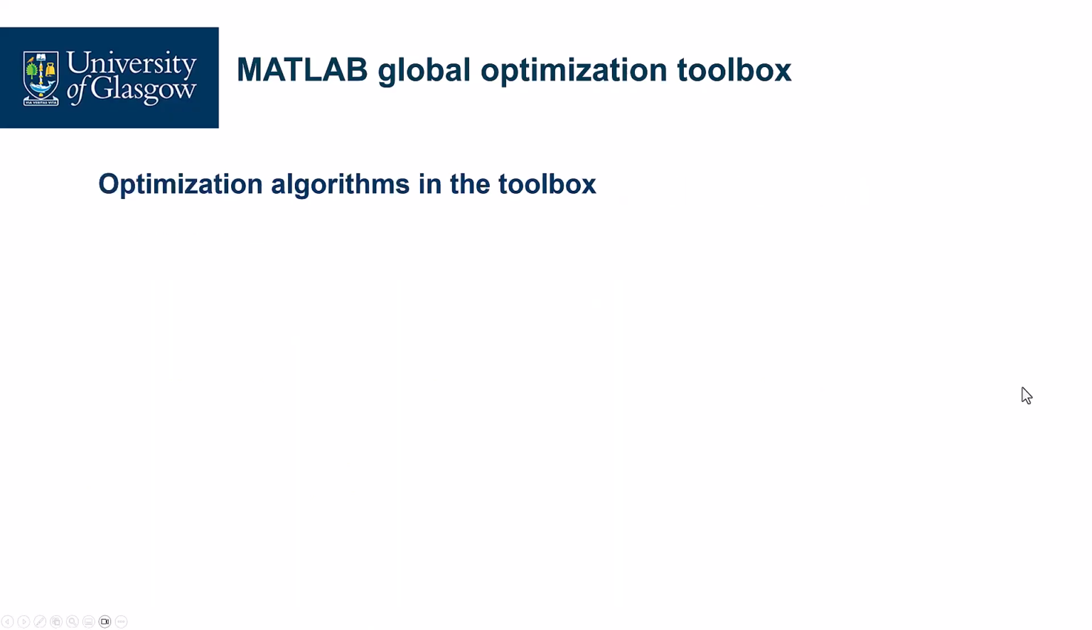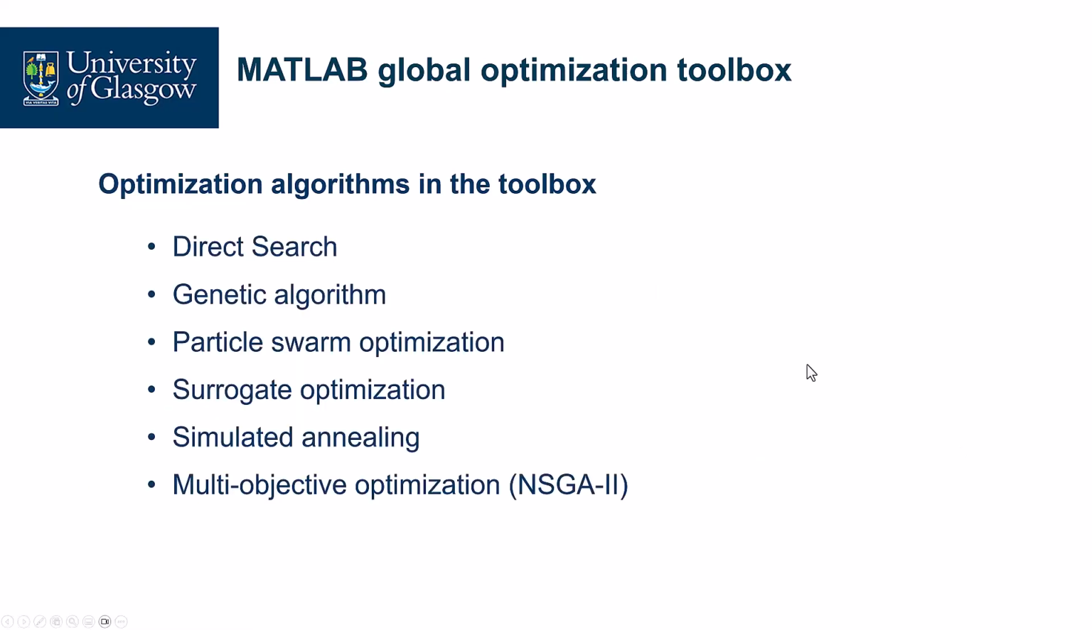Then, what algorithms are there in this toolbox? Here they are. We have direct search, GA, particle swarm optimization, which we will introduce next week, and they also have surrogate model optimization, simulated annealing, and multi-objective optimization. They use an algorithm called NSGA-II, which is also based on GA. Some of these will be taught not in this specialization, but in the next, advanced one.